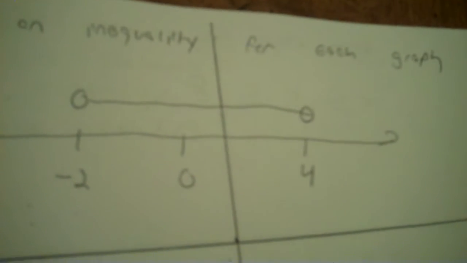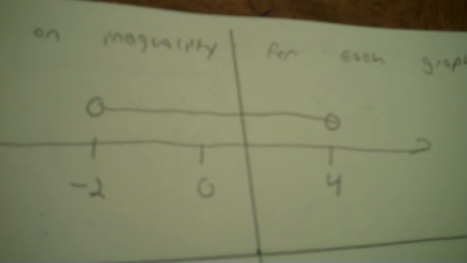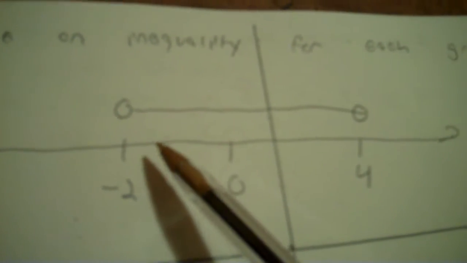Okay guys, pretty easy assignment here, okay? But it's new. You're writing an inequality for each graph. This time it represents all numbers between -2 and 4. So you don't need to write these down, but here are possibilities.